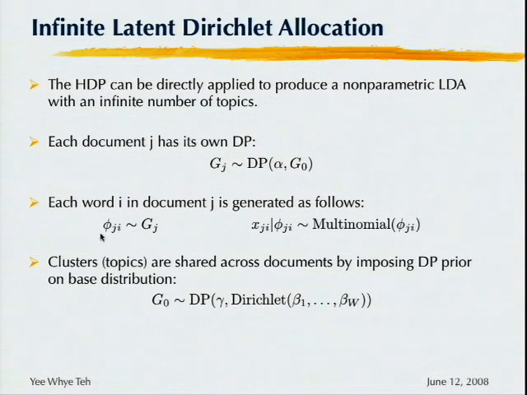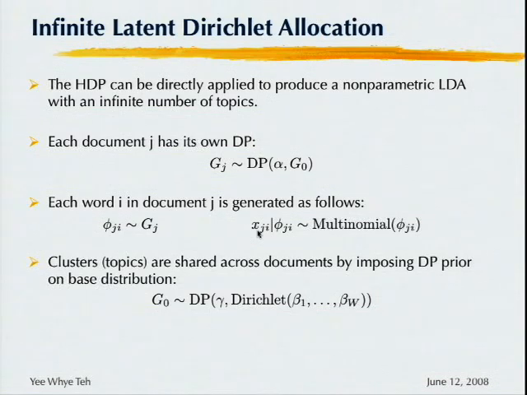So phi ji is going to take on value theta k, and what that means is that word xji is going to be assigned to topic k, and phi ji itself is going to be the parameter for topic k that's going to be used to generate the particular word x.